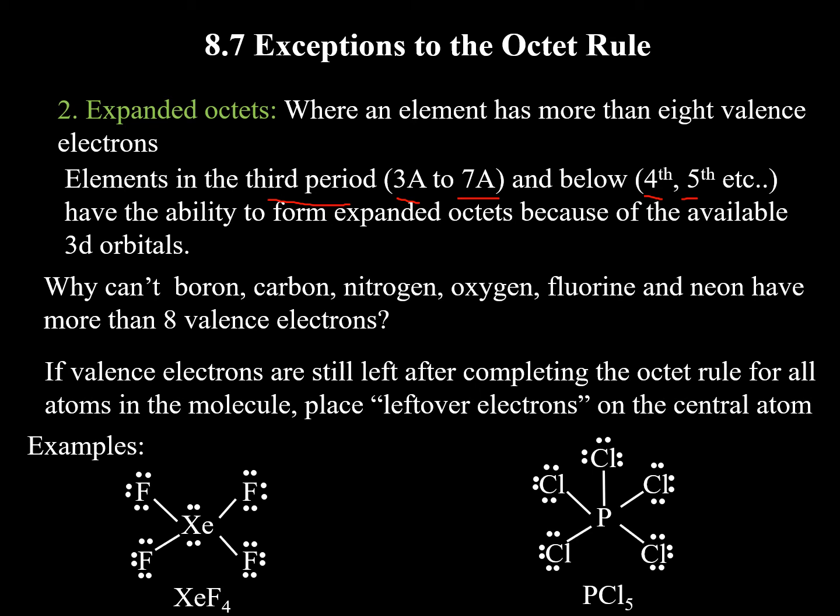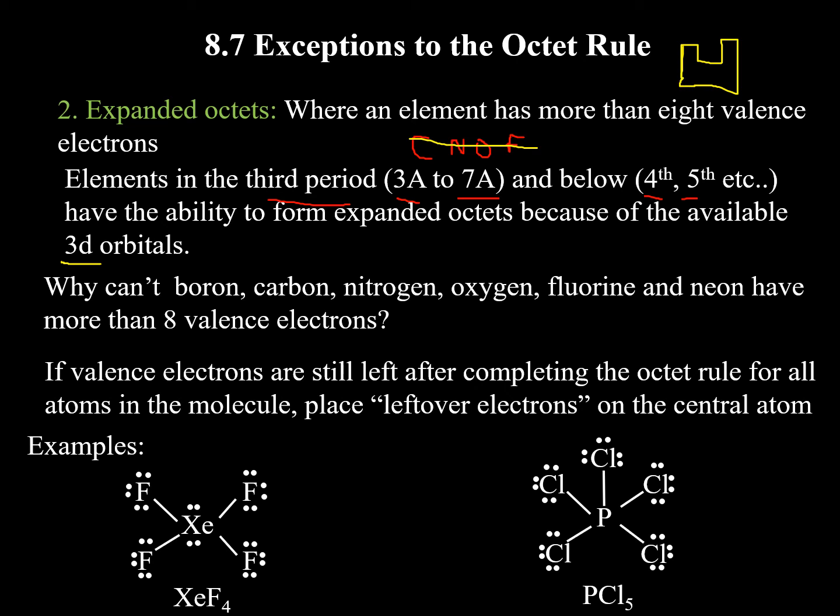And so, for instance, the row of carbon, nitrogen, oxygen, and fluorine, these cannot accept more than 8 electrons because they don't have any d orbitals that are readily available. Meaning if you look at the elements before, so if you have a periodic table here, I'm going to draw.